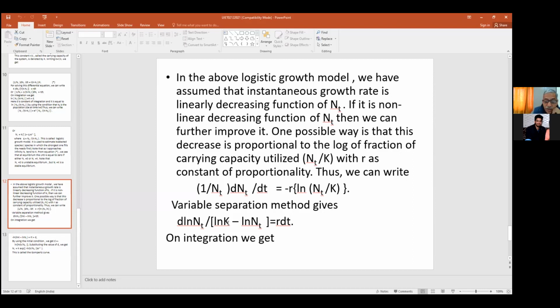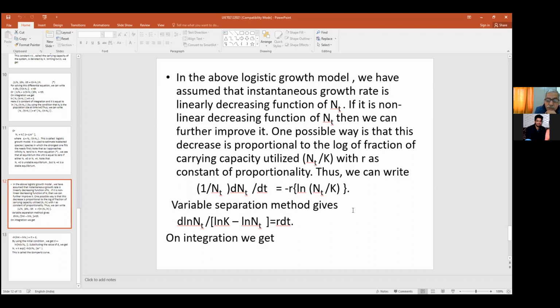So thus we can write 1 over NT, the left-hand side being the per capita growth rate, is equal to minus R log of the fraction of the carrying capacity. R is the constant of proportionality, and the negative sign is for decrease. So the minus sign is decrease, and R is the constant saying it is proportional to.